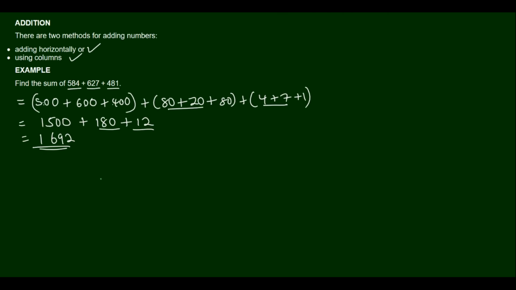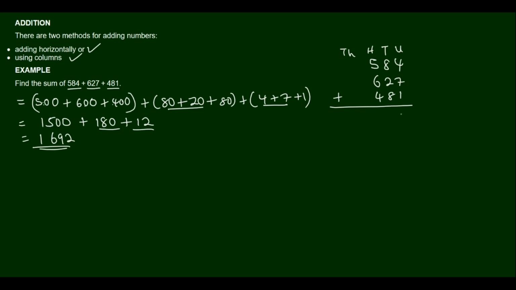The other method can be using columns. Let's use columns. 584 plus 627 plus 481. So these are the units, these are the tens, these are the hundreds, and then you can have the thousands even there. And 10,000 goes on like that. So we're adding these. So let's start by adding the units. We say 4 plus 7, which is 11, 11 plus 1, which is 12.